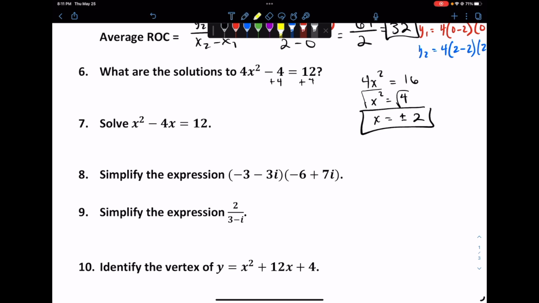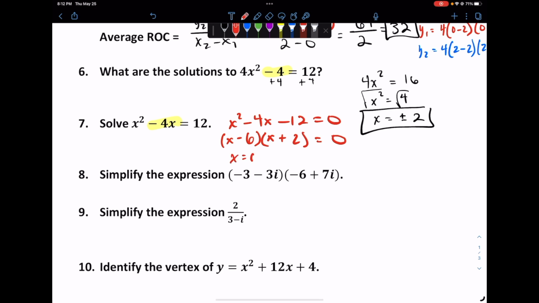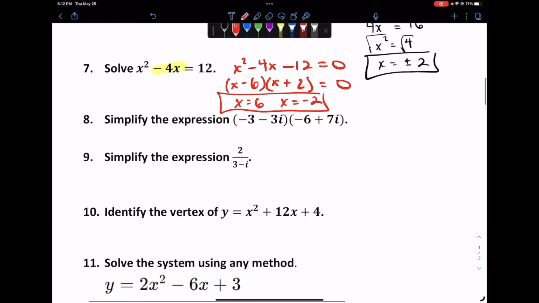So now this is different because I got a 4x. Here it was just a 4. So I have to make sure that I move everything to the same side now. So I'll have x squared minus 4x minus 12 is equal to 0. Since I have an x squared and an x, I need these to be equal to 0. And then I'm going to try and factor here. So I got x and x. Factors of negative 12. That'll be negative 6, positive 2. That'll give me negative 4 and negative 12. So I've got x equals 6, x equals negative 2, and there are my solutions. All right, moving right along.